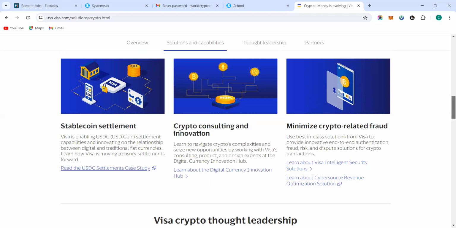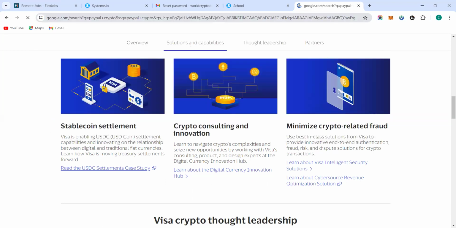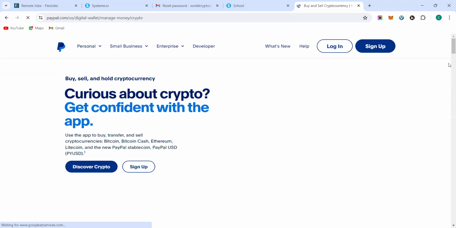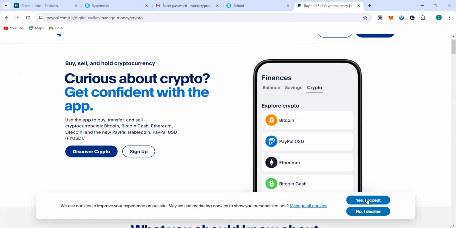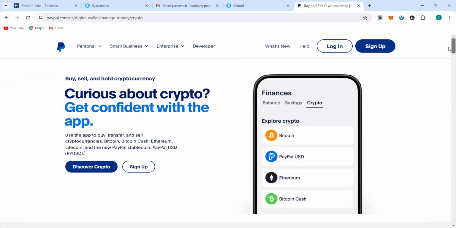Now, let me show you another one, PayPal, right? PayPal is also enabling crypto purchases, and they actually have a stable coin, and we'll deal with what a stable coin is. So PayPal over here, we can see PayPal. Some time ago, I really wanted to have a PayPal account because you couldn't actually do big business around the world without a PayPal account.